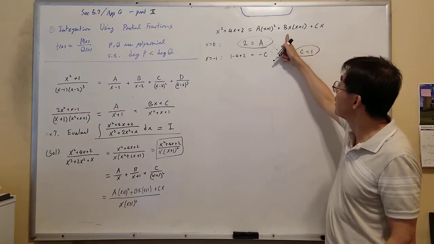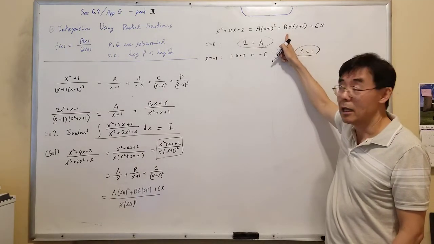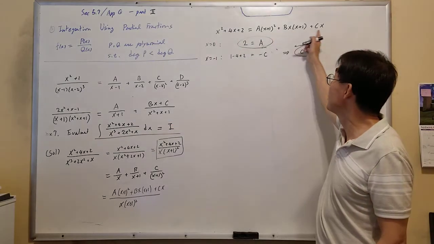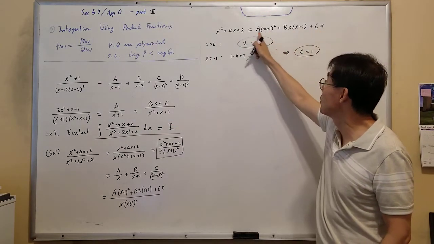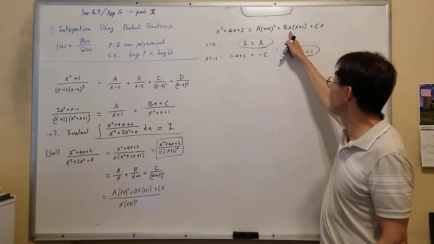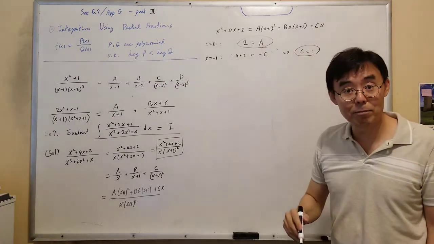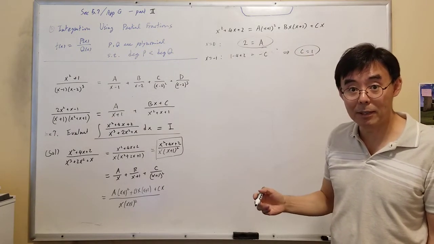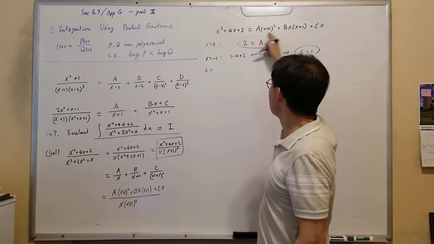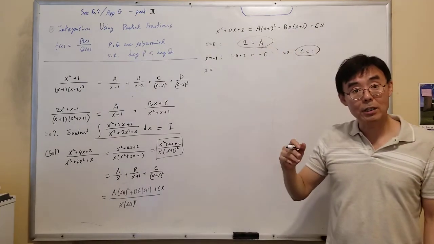How about B? Now if you have all different linear factors, there should be a third value, but this one was repeated, so either negative 1 or 0 will both get rid of the B term. So we don't have anything about B. Well, that's okay. This is an identity, which means it is true for all x values.